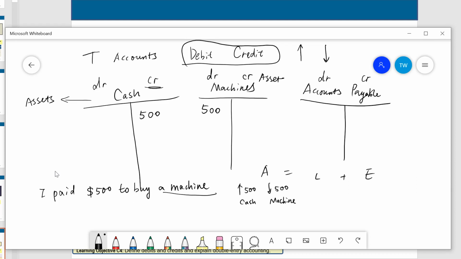Now, if we refer back to the rules of double entry accounting, do we have at least two accounts? Yes, we do. We have cash and machine. Do we have at least one increase and one decrease, one debit and one credit? Yes, we do. Yeah, cash is a credit. I'm sorry, I made a mistake. Cash was a decrease and machine is the increase. So I have a credit for cash and a debit for machine. So my debits and credits are also the same amount. They equal each other, 500, 500. So I am following the double entry accounting rule. Okay? And that is an example.